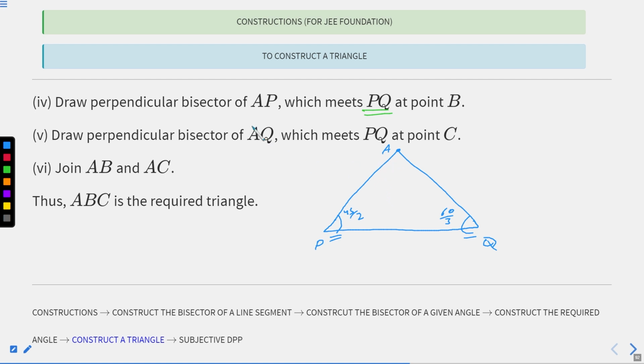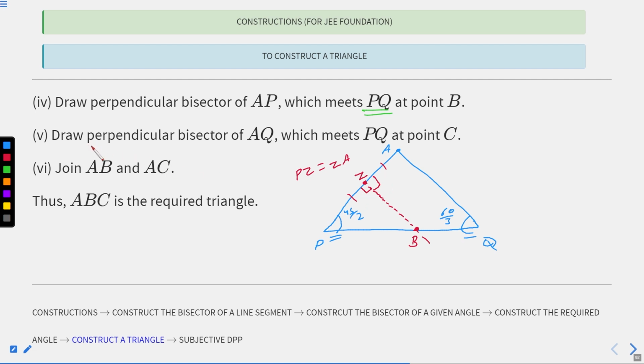Now drawing a perpendicular bisector of AP, which meets PQ. We name the point where it meets PQ as B, and this is 90 degrees, and we know this length is equal to this length. Name this point Z. So PZ is equal to ZA, because it is a perpendicular bisector.